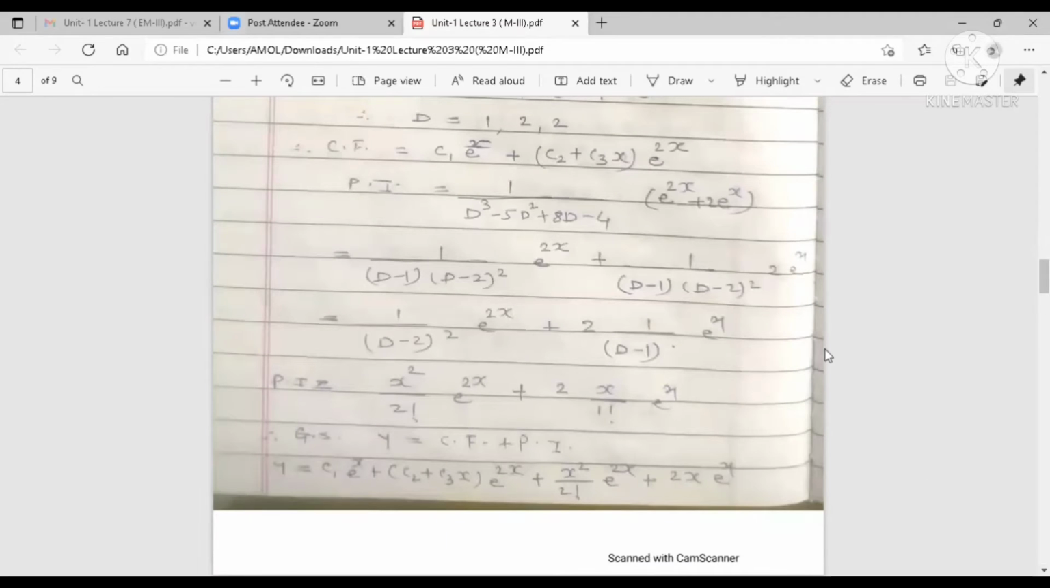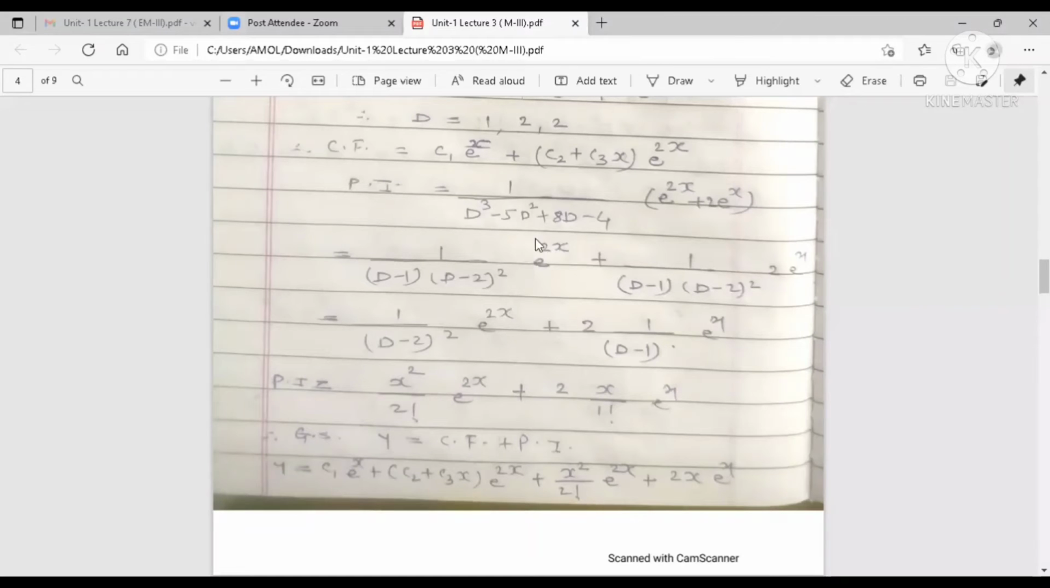Now separate both the terms. So we have the factors of D cube minus 5D square plus 8D minus 4 here: (D minus 1)(D minus 2) whole square, e raised to 2x, plus 1 upon (D minus 1)(D minus 2) whole square into 2 into e raised to x. Separated both the terms. Now solve for each one. For the first term, the function is an exponential function, the coefficient is 2.